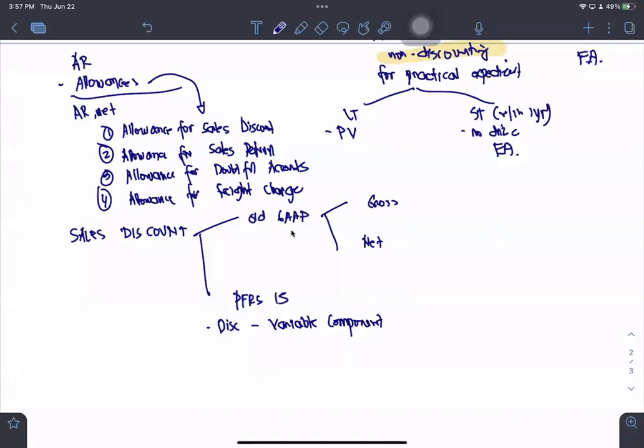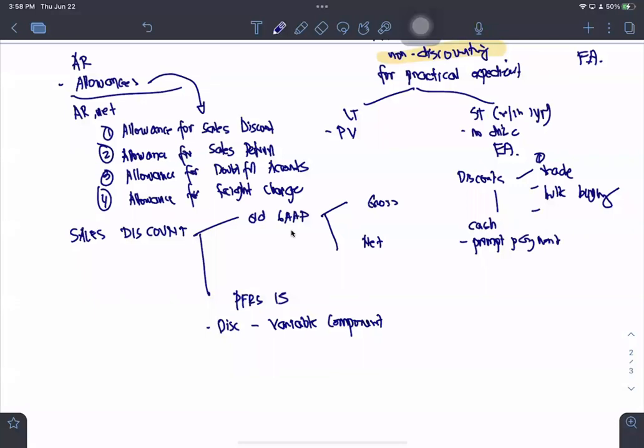Discounts can either be trade discount or cash discount. A trade discount, you already learned before, is a discount given for bulk buying. But a cash discount is a discount given for prompt payment. Furthermore, a trade discount is not recorded in the books, while a cash discount is recorded in the books.